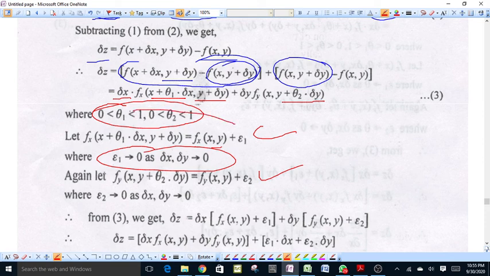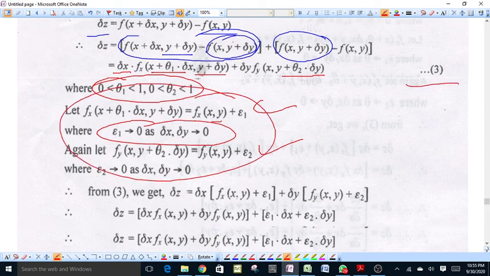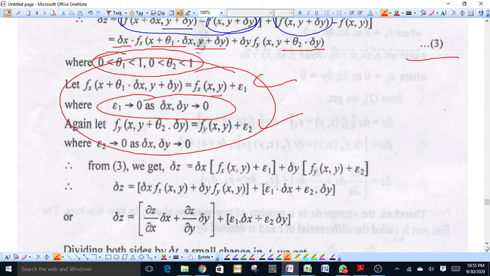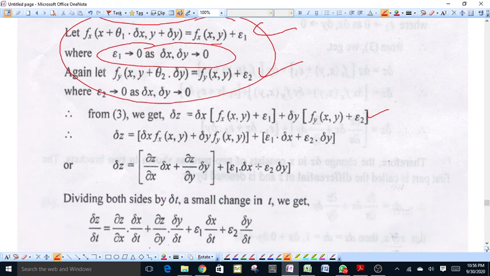By using these in equation 3, we have delta z is equal to delta x times (f_x at (x, y) plus epsilon 1) plus delta y times (f_y at (x, y) plus epsilon 2). By rearranging, this can be written as delta x times the partial derivative of f with respect to x at (x, y), plus delta y f_y at (x, y), plus epsilon 1 delta x plus epsilon 2 delta y. We can write it as delta z is equal to curly z upon curly x delta x plus curly z upon curly y delta y plus epsilon 1 delta x plus epsilon 2 delta y.